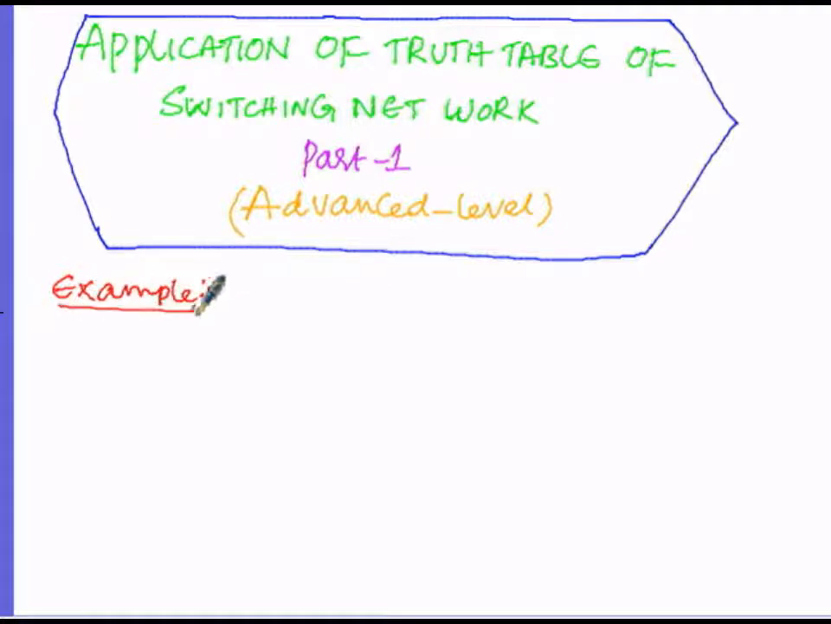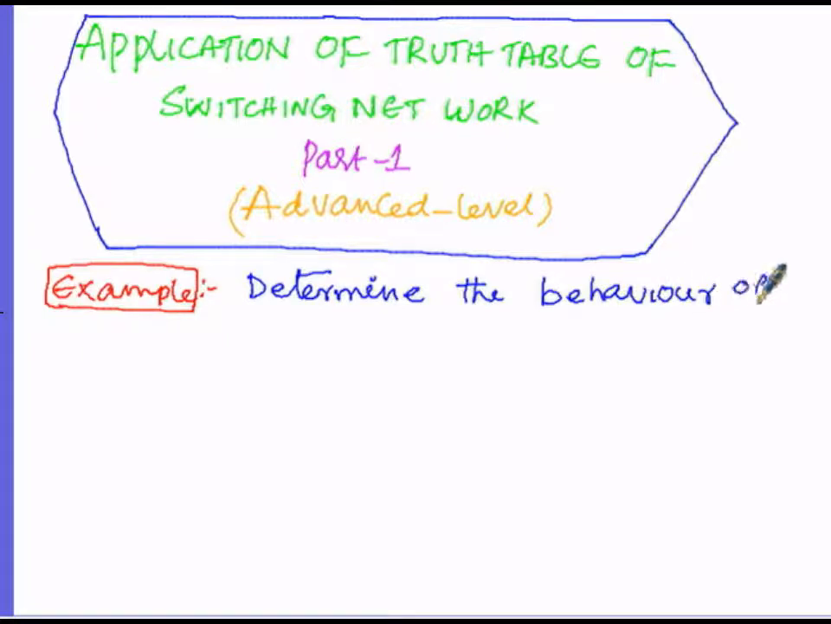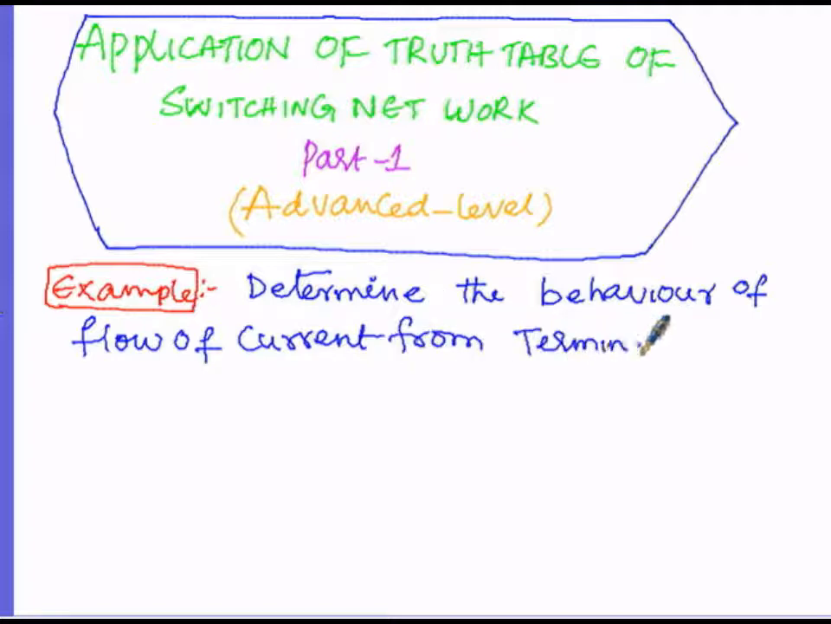So here the example is to determine, or in other words find out, the behavior of flow of current from the terminals A into B for the network given, for the circuit network given.